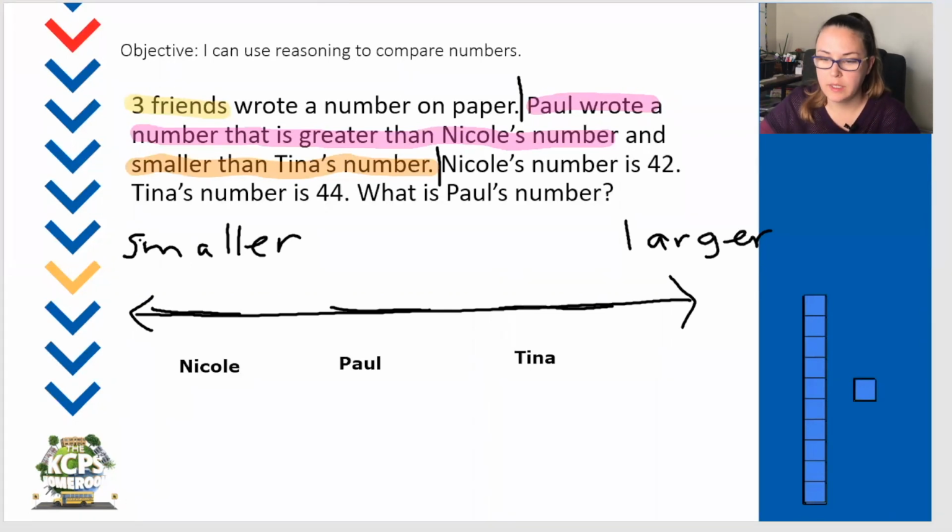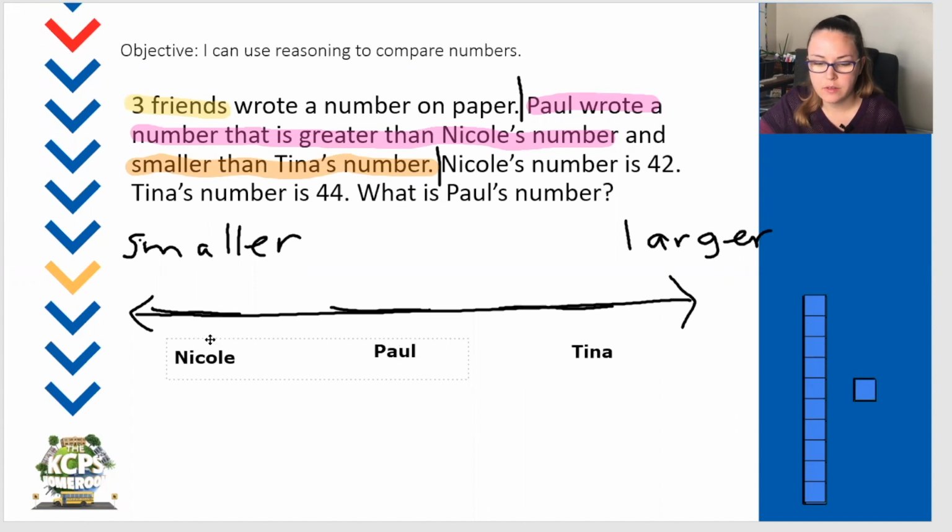So as we're looking back at this sentence, can you tell me the order that these names should go in? Paul wrote a number that is greater than Nicole's number and smaller than Tina's number. What do you think about the order of the names that I have here? Do you think this is how they should be on the number line? I think so, which is great. So now let's talk about the next sentence.